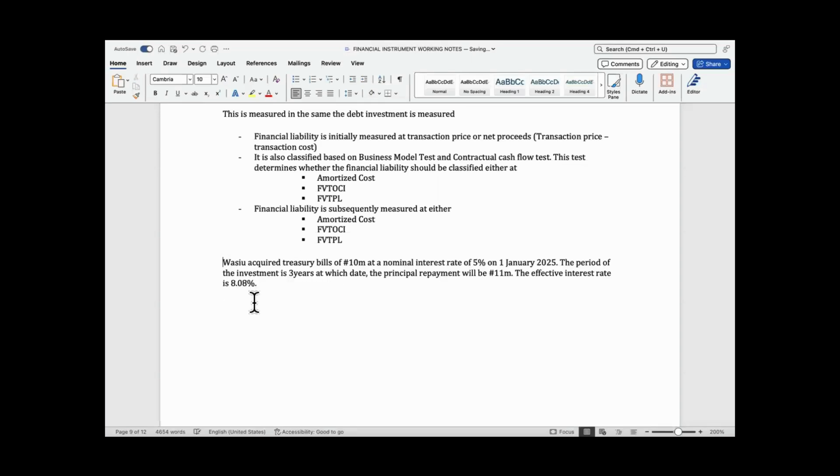Okay. So Wasil acquired, in this case now, it will be Wasil issued. If you are investing, that is when you acquire. But if you are the one that is borrowing money, that means you are the one that will issue the instruments. So let's say you issue 10 million naira at a nominal interest rate of 5%. The period of the issue is 3 years, at which date the principal repayment will be 11 million.